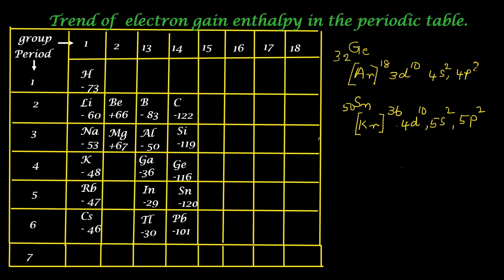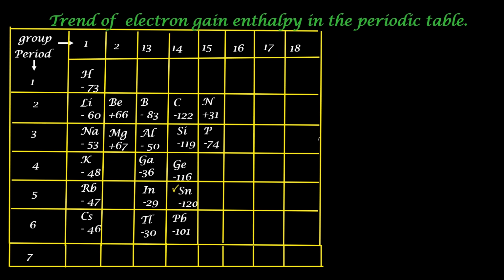Now, when we consider the atomic size, tin atom is bigger than germanium atom, but the nuclear charge outweighs the atomic size. So the electron gain enthalpy of tin is more negative than that of germanium.